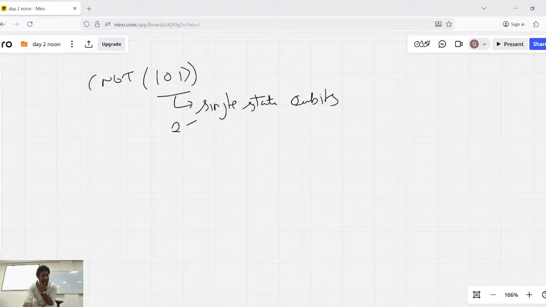Why? Because this first guy is a state of my control qubit, and this is a state of my target qubit. So simply put, you are having two single state qubits there. We are not having the combination of multiple states. We are having simply two single state qubits.